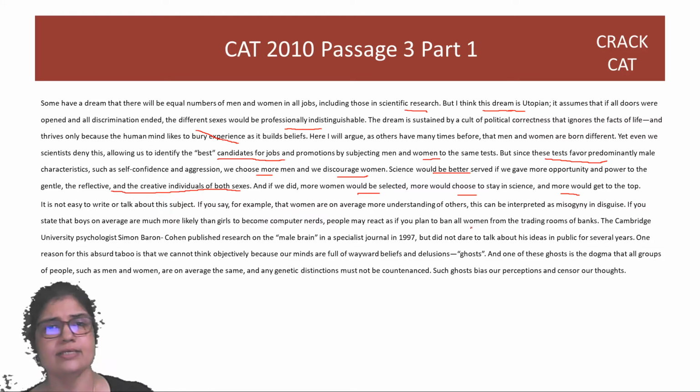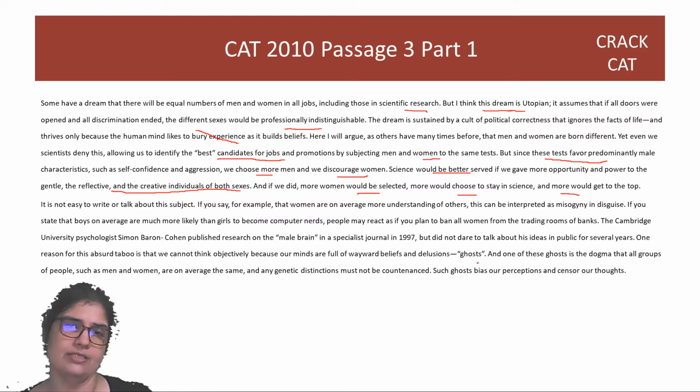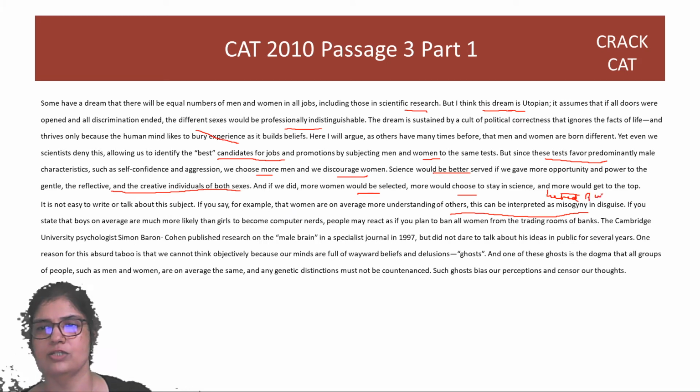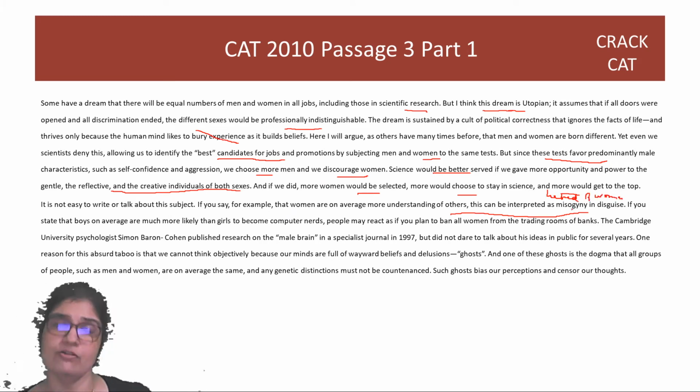It is not easy to write or talk about this subject. If you say, for example, that women are on average more understanding, then misogyny is hatred of women. Okay, misogyny is hatred of women. Misanthropy is hatred of humankind. If you say that boys on average are more likely than girls to become, people may react as if you plan to ban all women. Okay.